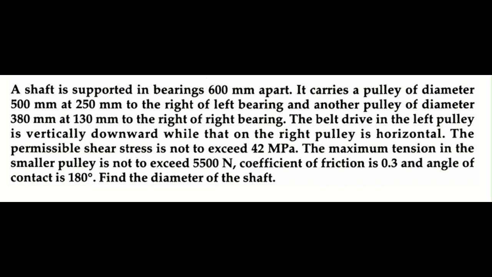500 mm, is placed to the right of the left bearing at a distance of 250 mm, and another pulley, which is having a diameter of 380 mm, is placed at a distance of 130 mm to the right of the right bearing. Okay, to the right of the right bearing. These are the positions of the two pulleys, and the belt drive in the left pulley is vertically downward. Some power has to be given for the pulley, right? That has to be transmitted to somewhere, and that belt direction is placed in vertically downward direction.